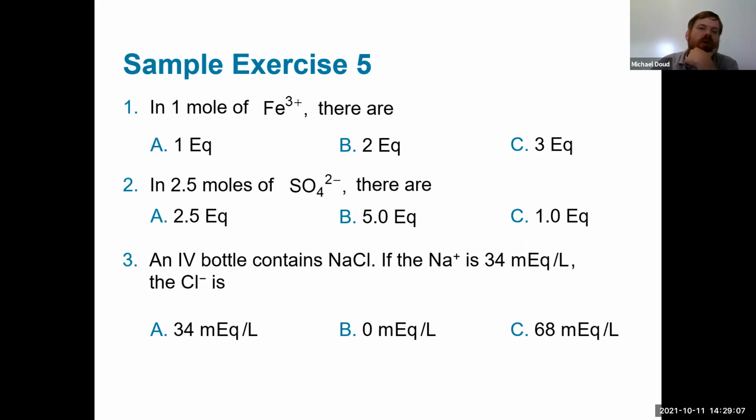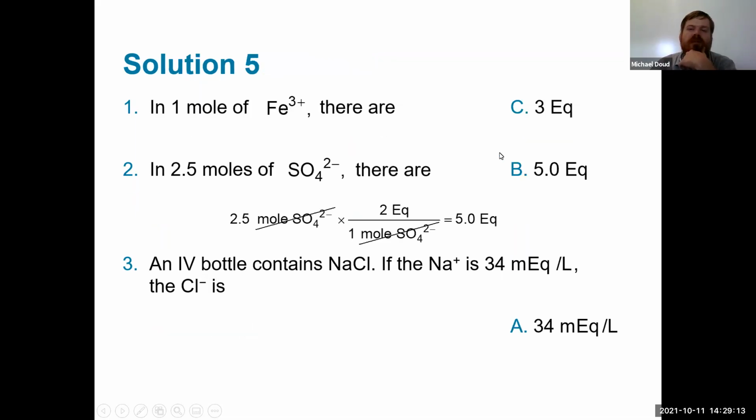And we're back. So in 1 mole of iron 3, there are how many equivalents? Well, there's 3 positive charges on iron. So that's going to be 3 equivalents. In 2.5 moles of sulfate, there are how many equivalents? Well, 2.5 moles of sulfate, you know, it's a 2 negative charge. So that's 2 equivalents per 1 mole. So a total of 5.0 equivalents.